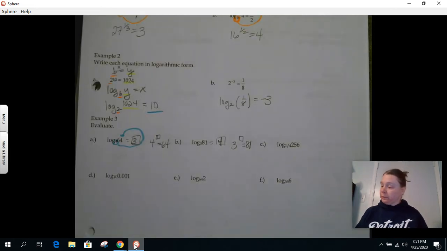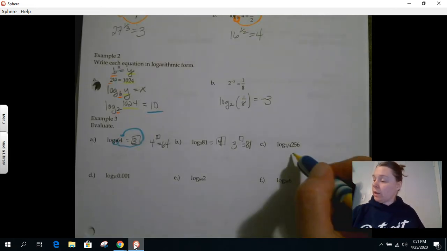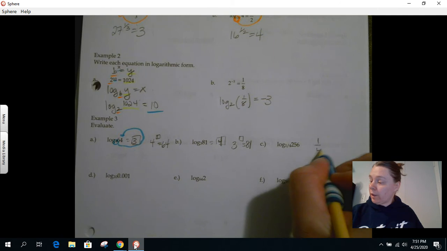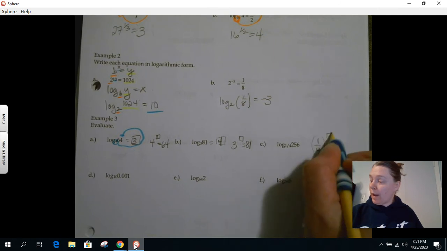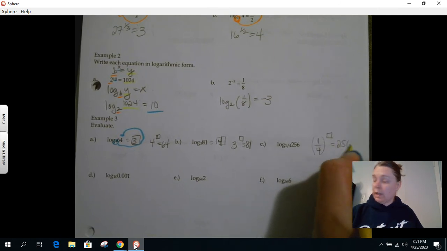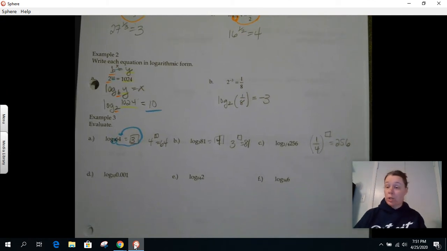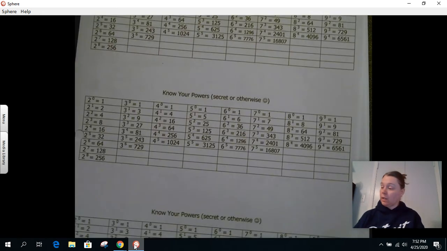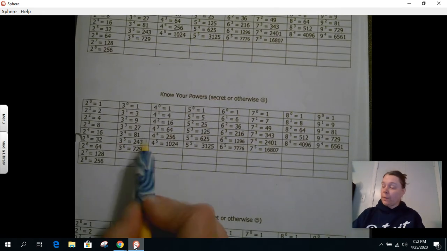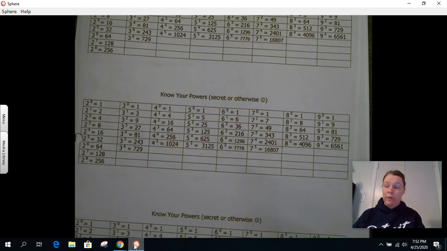Okay, now this one would be 1/4, this whole thing, to what power is 256? Okay, so that one you might be thinking, I don't know. Right, it's got a fraction. What am I going to do? I would first start by thinking, okay, 4 to what power is 256? So 4 to the fourth power is 256.